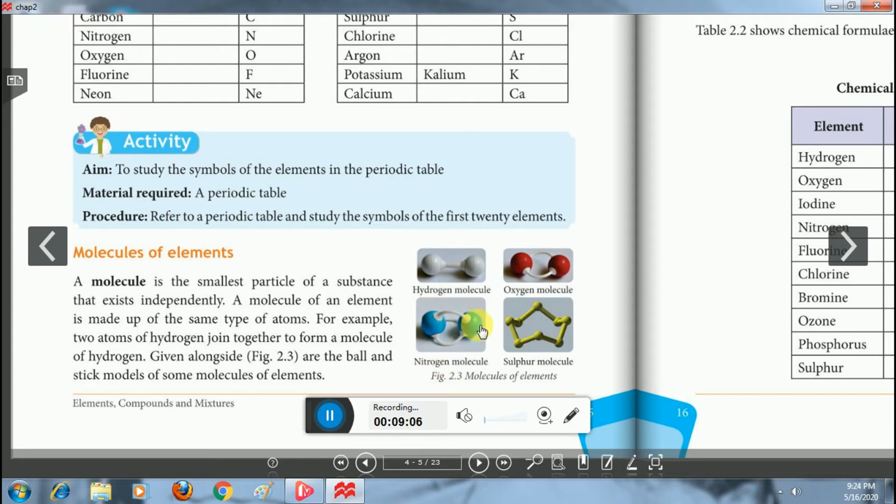Nitrogen molecule: this blue colored ball is nitrogen. Imagine or visualize that this is a nitrogen atom. When two nitrogen atoms combine with three chemical bonds, look at this, 1, 2 and 3 chemical bonds, it will form N2. So the molecule of nitrogen is N2. Look at this sulfur molecule, 1, 2, 3, 4, 5, 6, 7, 8. So the molecule of sulfur is S8.